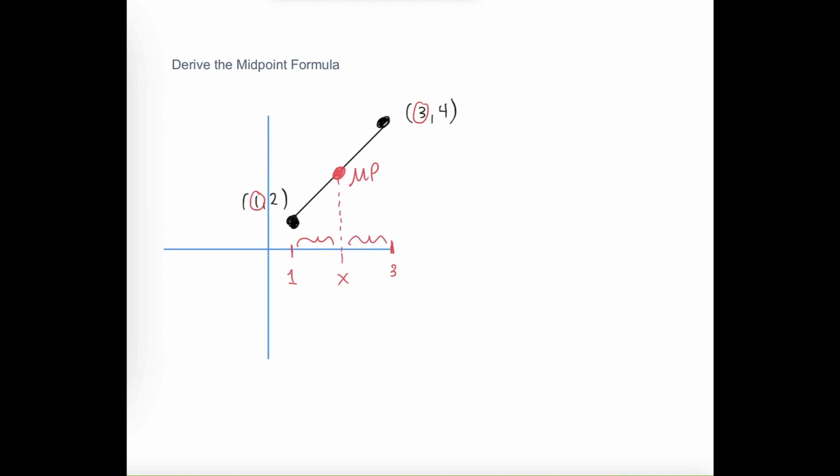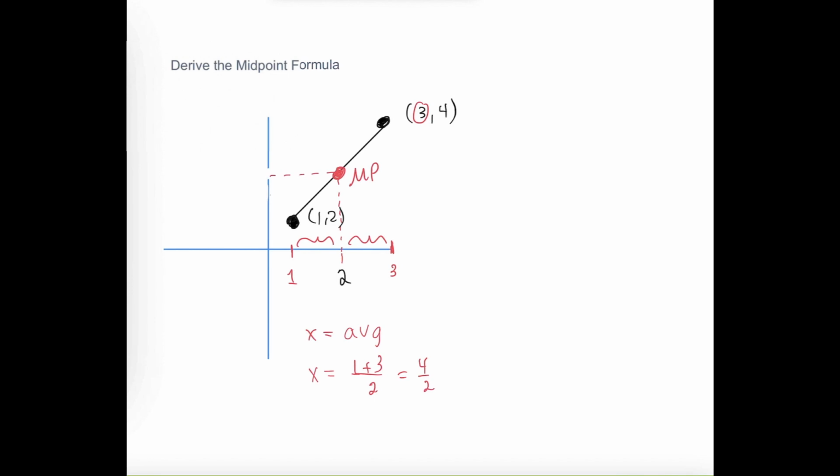Now, in order to determine what this x value is, essentially what we're going to need to do is average the 2 endpoints, or we'll take 1, add it to 3, and then divide it by 2. This is going to give us 4 halves, and the x value that is smack in between the 2 endpoint x values.